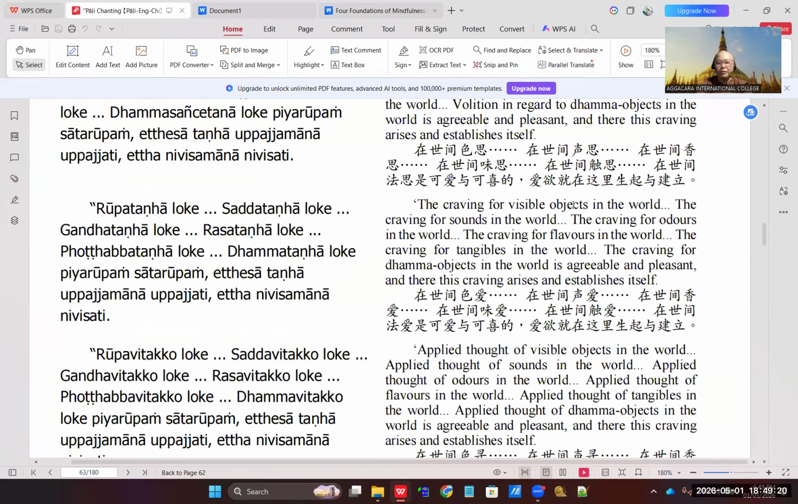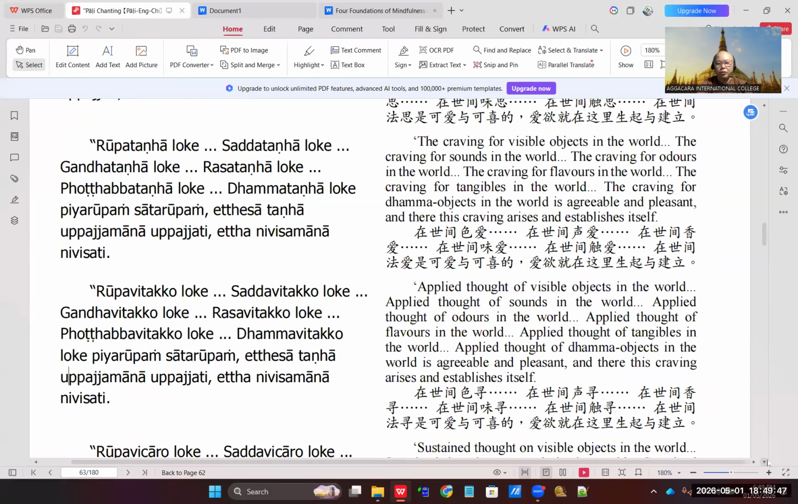Craving for visible objects, craving for sound, this is very obvious. Craving for odors, craving for flavors, craving for tangible objects, craving for Dhamma objects, right? That's agreeable. Of course, most craving is agreeable and pleasant, and there this craving arises and establishes itself. So it's very easy: rupa, sadda, gandha, rasa, photthabba, dhamma, right? After that, you have applied thought.